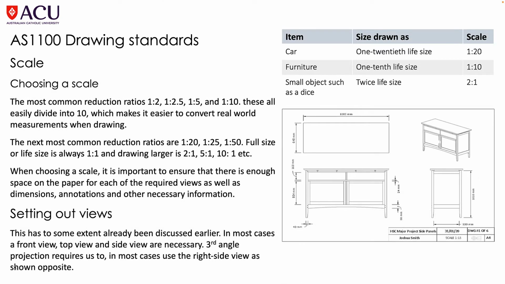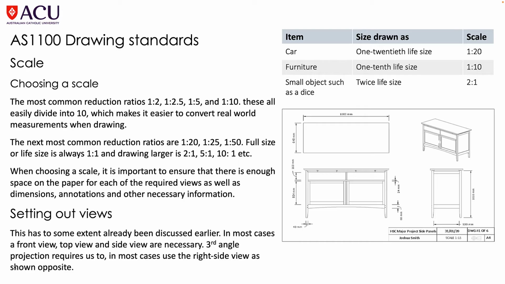Now, choosing a scale. The most common reduction ratios are 1:2, 1:2.5, 1:5, and 1:10. These all easily divide into 10, which makes it easier to convert real-world measurements when drawing. The next most common reduction ratios are 1:20, 1:25, 1:50. Now, full size or life size is always 1:1, and a drawing larger is 2:1, 5:1, 10:1, etc.